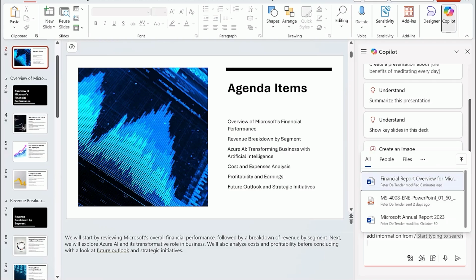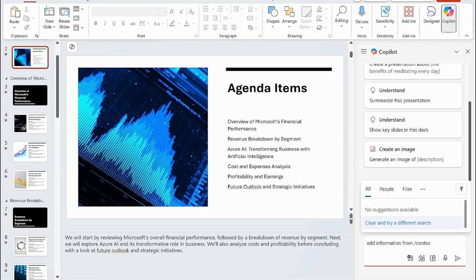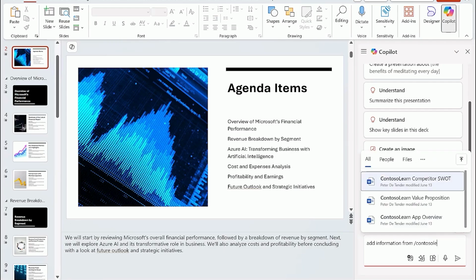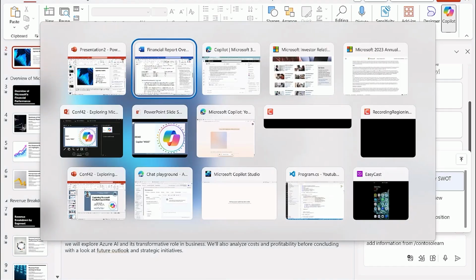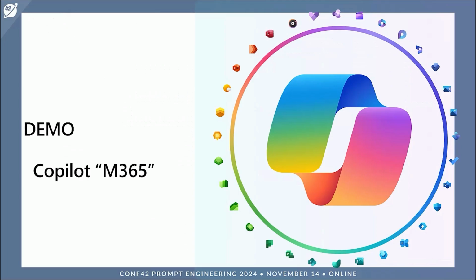Now here, if I want to add information from, let's say, a customer, or at least I know the topic of the presentation, I could do something like Contoso Learn. It's a sample customer I'm using here, and adding some information from a Word document, from another PowerPoint, and it's getting nicely integrated. So that's, in short, what our Copilot M365 is about.